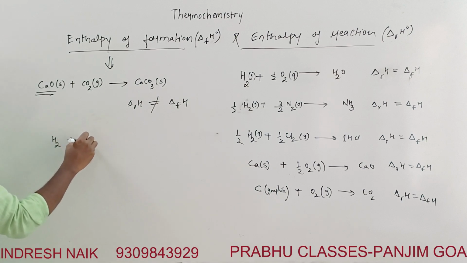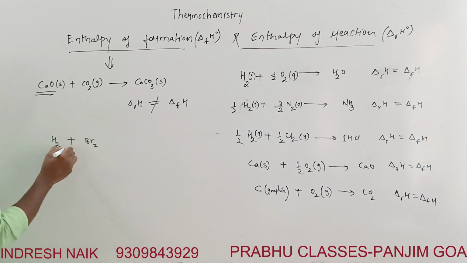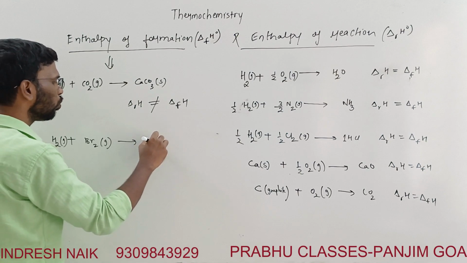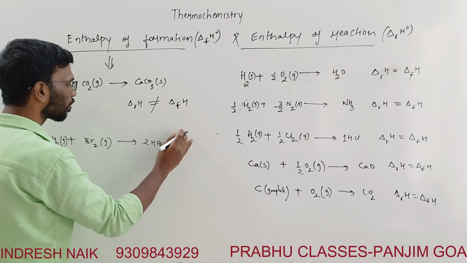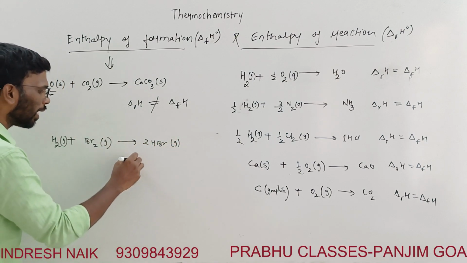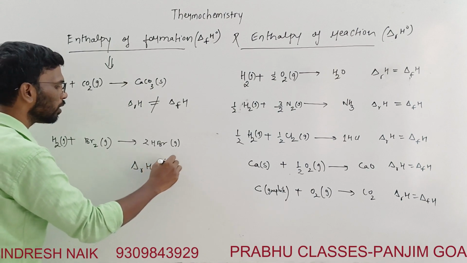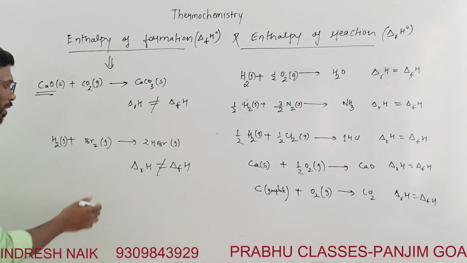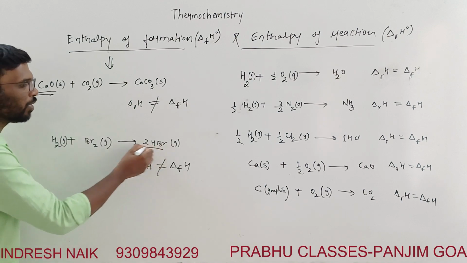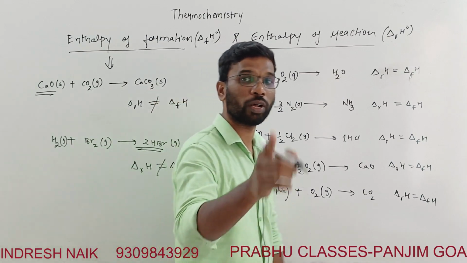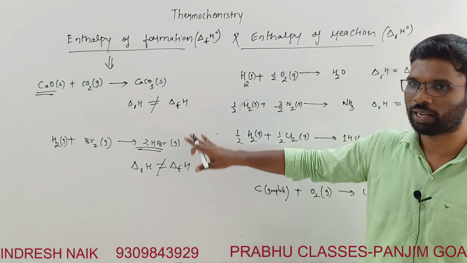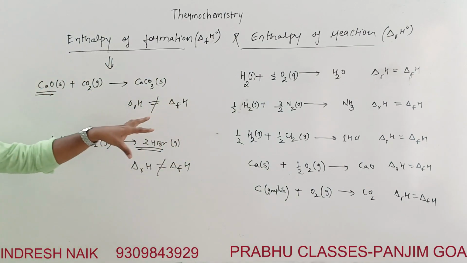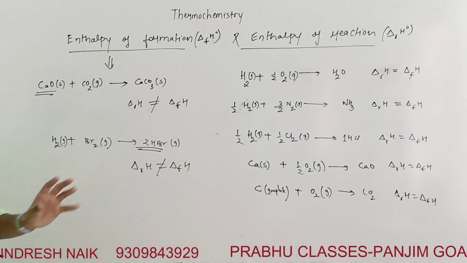H2 and Br2, like this is gas, this is also gas, and this is giving you 2 moles of HBr. Here also, enthalpy of the reaction is not equal to enthalpy of formation. The reason is that although this is in the standard state, you are not getting 1 mole of the HBr, you are getting 2 moles of the HBr. So this is the difference as of now. That is what we are learning between the enthalpy of formation and the enthalpy of reaction.